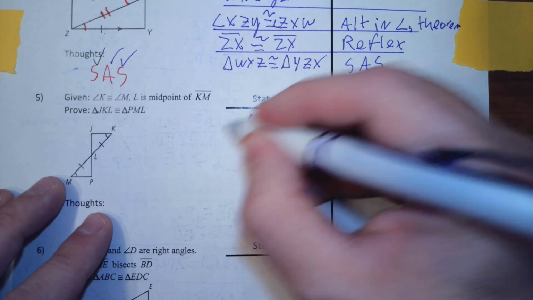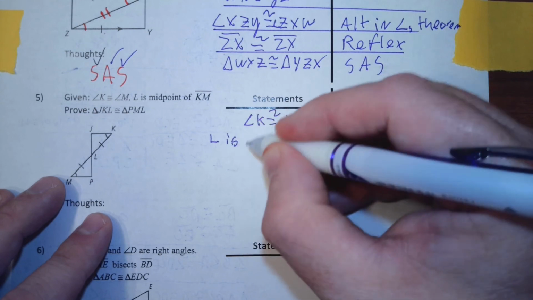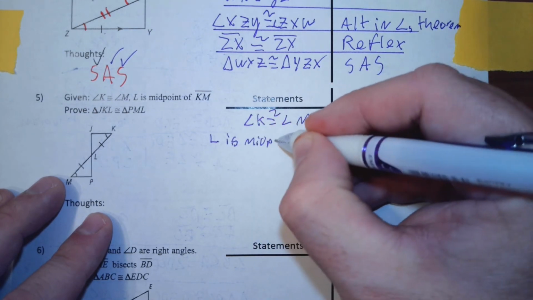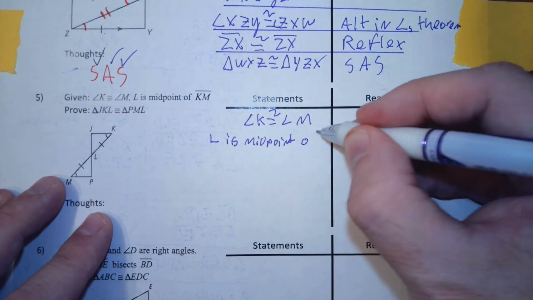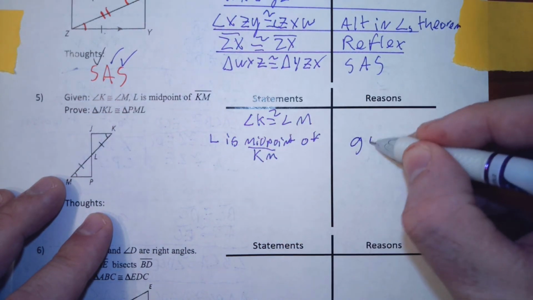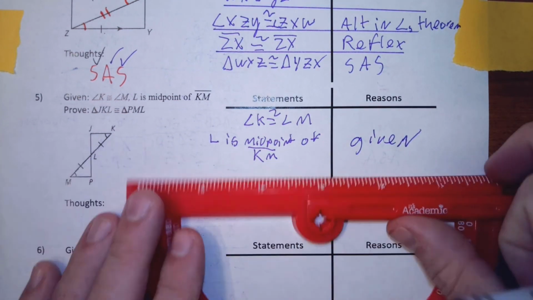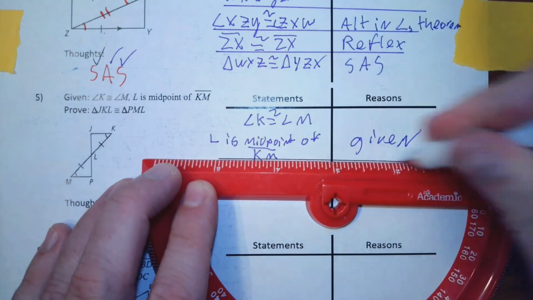And we're going to do L is a midpoint of KM. Given. Okay.